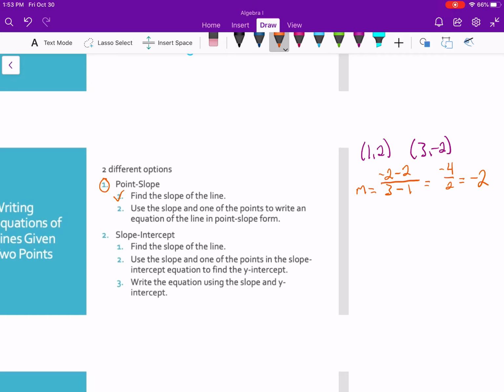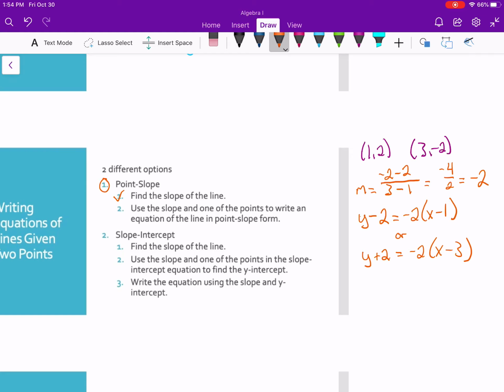Good there. Now we want to use the slope and one of the points to write the equation in point slope form. It doesn't matter which point you pick. You could pick 1, 2, you could pick 3, -2. It's going to end up being the same thing. So if I pick the first one, it'll look like y minus 2 equals -2 times x minus 1. But it's also correct if you said y minus a -2, which is plus 2, equals -2 x minus 3.